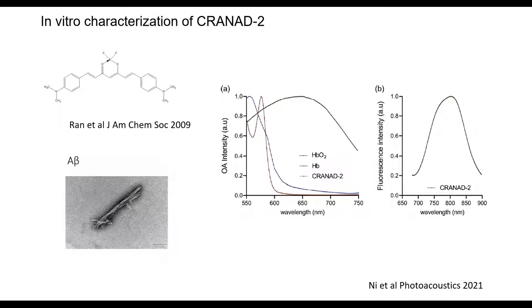So in our study, we screened a panel of compounds and identified two compounds. First, we look at the curcumin derivative Quinine-2. This is a compound developed by Professor Ran several years ago. And our in vitro test shows that it has absorbance around 640 and binds specifically to A-beta fibrils.